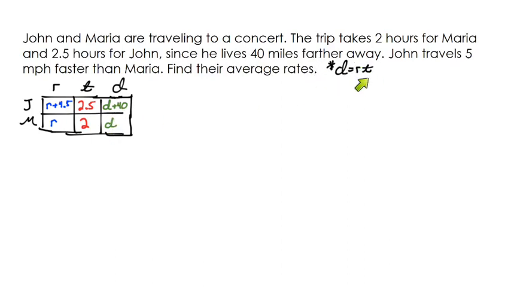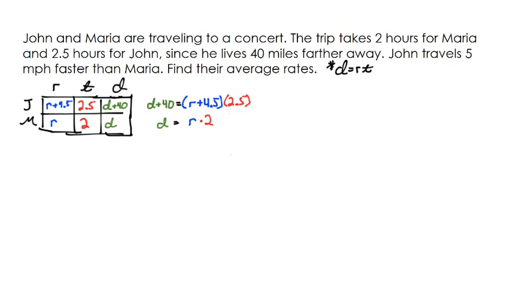Now we're going to use this relationship that distance equals rate times time. I'm going to write one equation for John and one for Maria. For John, his distance is equal to his rate times his time. The same thing is true for Maria: her distance is equal to her rate times her time. Now we have two equations, one for John, one for Maria, and it's just a system of equations that we can solve.